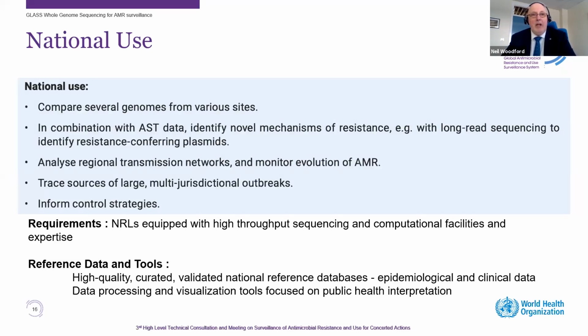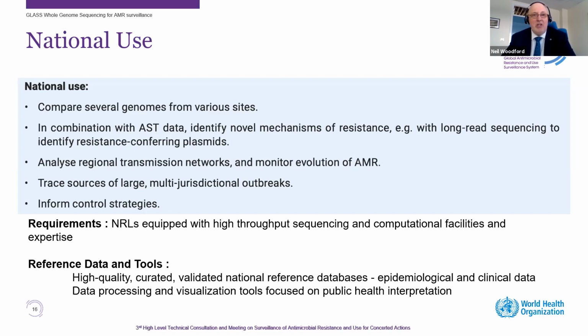If we increase the scale of our sequencing ambitions to a national use, we can now start to look at the genomes of similar organisms in different sites. Maybe we have ESBL producers in multiple sites within a country, and we want to compare them. Again, when combined with susceptibility testing data, it can start to identify organisms that may have novel mechanisms of resistance. These we may choose then, if they're a national problem, to investigate using other sequencing methods.